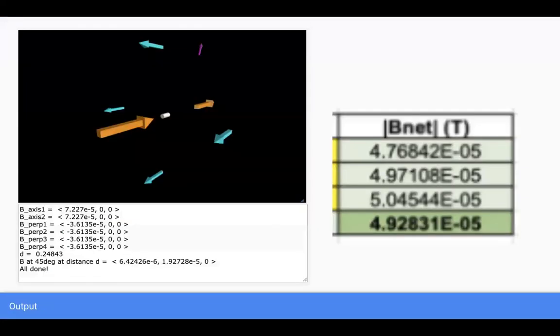So this is what my model looked like once it had run. You can see the 4 arrows, the cyan ones, and then the green one, and then the purple one back there is the 45-degree angle, and the white cylinder in the middle is the magnet. And so here you can see the B at 45 degrees in the output here, and this was the predicted value for my calculated value. You can see that they are in the same order of magnitude, so that was pretty good, even though they're a little bit off. So there was some error.